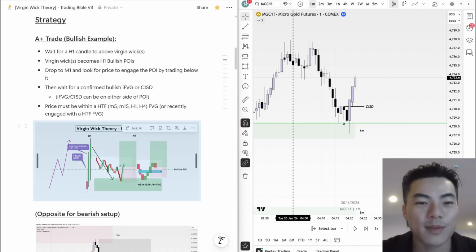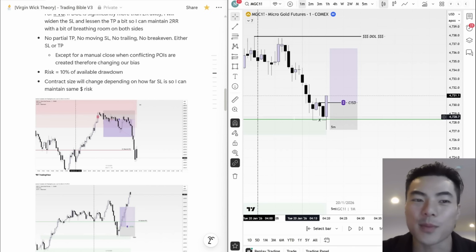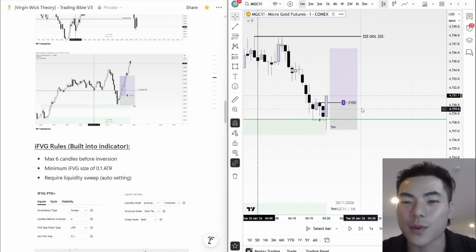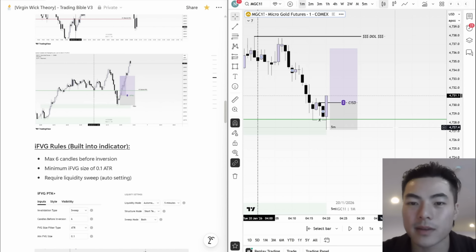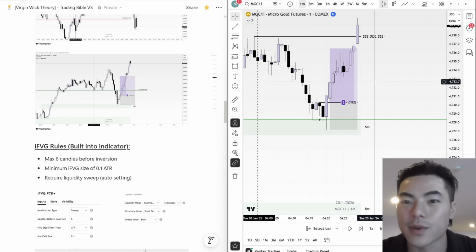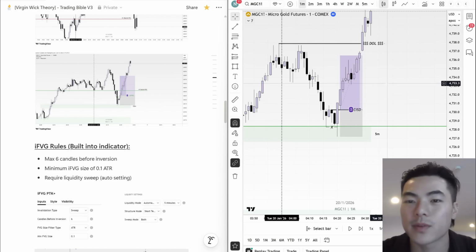So if this was towards the end of the hour and then a bearish point of interest were created, I would manually close the trade if we are still in it. But besides that, trade remains open. Risk 10% of available drawdown. And yeah, that was all the rules around entering and exiting. So let's see this play out. You get tagged in there and straight to TP. Very nice. Beautiful.